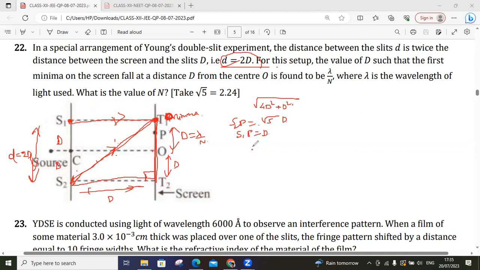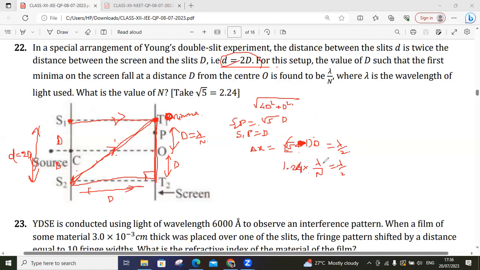Path reference is S2P minus S1P, which is root 5D minus D. That is root 5 minus 1 into D. This is the path reference. And for first minima, this path reference should be lambda by 2. And D is given as lambda by N, equal to lambda by 2. And root 5 value is given 2.24. That will be 2.24 minus 1, 1.24.